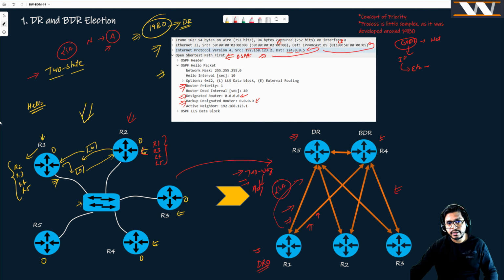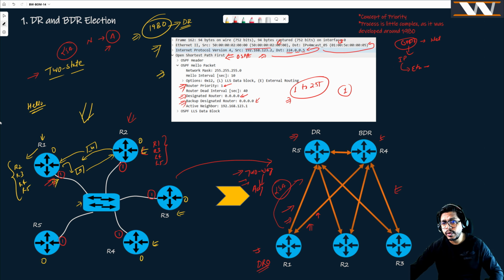Another criterion is that it specifies the router priority. This priority value can be from 1 to 255. What is the meaning of it? This value can be configured on the interface. It can be anything between 1 to 255, but the default value of this priority is 1. So the priority of this interface is 1, the priority of this interface is also 1, this one is 1, here we have 1, here we have 1.